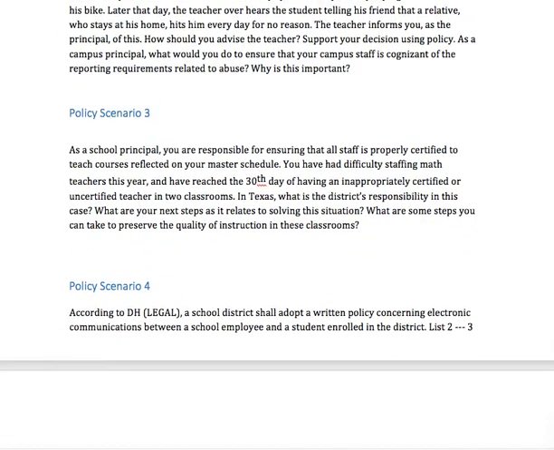Scenario 3 is that you are the principal and it's your responsibility to make sure staff is certified to teach the courses that are on their master schedule. You've got some issues staffing math, and you've reached the 30th day of having an inappropriately certified or uncertified teacher in 2 of your classrooms. What's your responsibility? What are you supposed to do? What steps are you supposed to take?